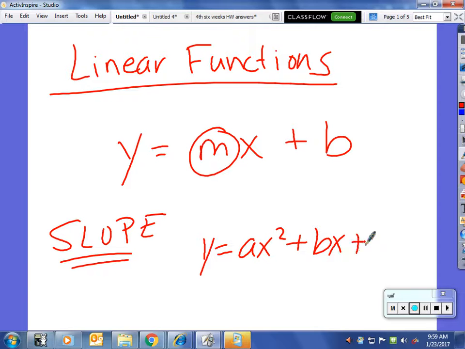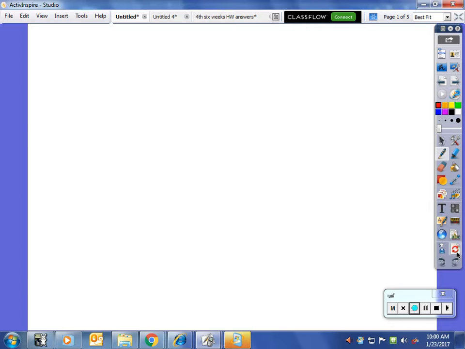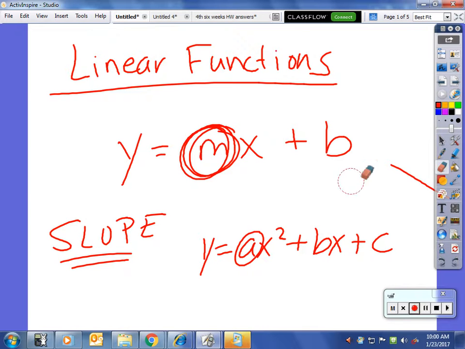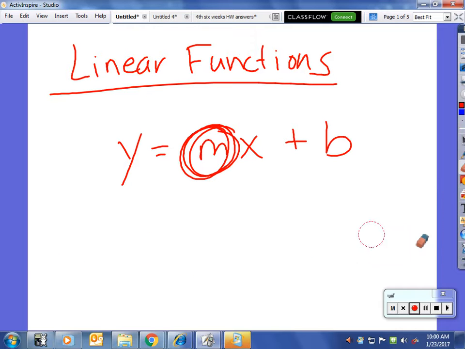A controls a whole lot on a quadratic function. Remember how a can make it open up or down, and it can make it skinny or wide, narrow or wide. Slope is kind of the same deal. It can make the line go up or down, and it can also make it, we don't call it skinny or fat, we call it flat or steep. So the slope is a very important numerical value that tells us a lot about the line.